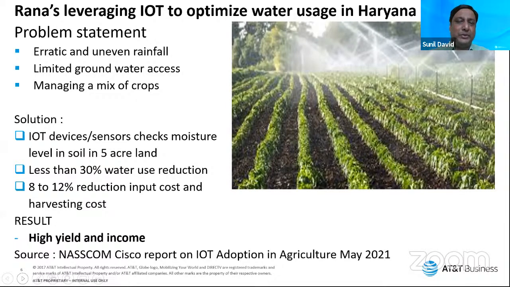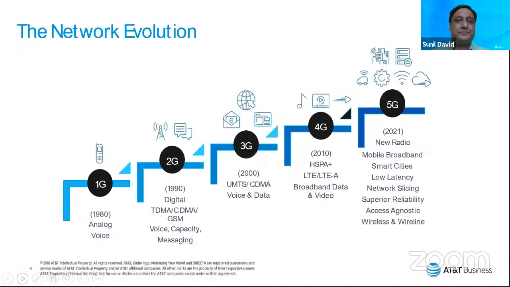And thanks to IoT sensors, which are monitoring water level, he was able to reduce water usage by 30%. And he was also able to reduce the input cost by 8 to 12%. If you recollect, when I started off, I said that the cost of inputs is very high, and that is impacting profitability of farmers. But now, thanks to IoT, he's able to do this. And what was the result? High yield and income. And that's what a farmer wants, right?